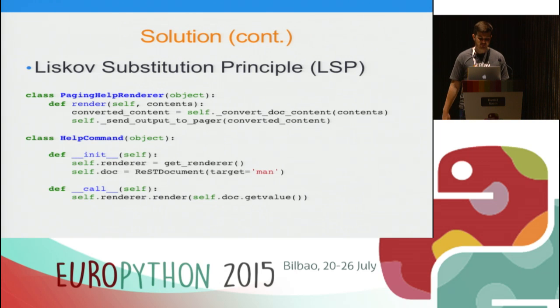Similarly, the help command that actually runs it only has to call get renderer, and it does not have to worry about what operating system it's running on. It'll just retrieve the appropriate class, and then it can just call the render method on it to get it to do what you want it to do.